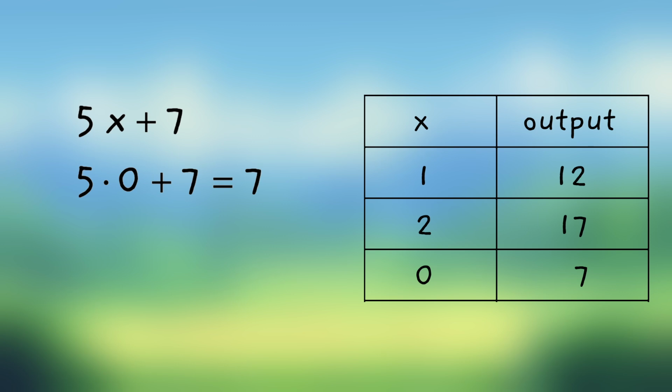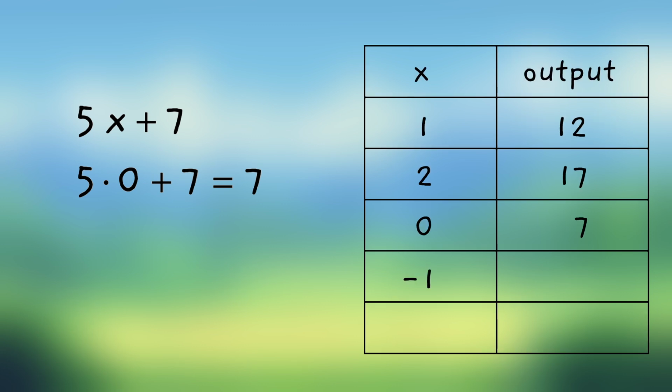Now, I don't want you to think you can only plug in 0 or positive whole numbers. You can plug in negative numbers as well. So let's extend our table and plug in -1 for x. So if we evaluate this expression for -1, we get 5 times (-1) plus 7.